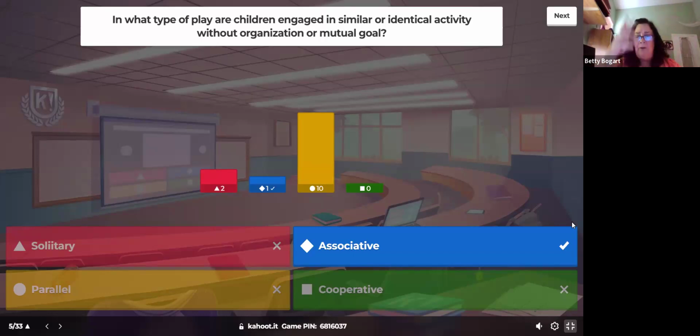Cooperative, now they're going to do something. They're going to build a track, build a house. They're going to play checkers. They're going to win the game. There is a goal. There's a finish to it. Okay.